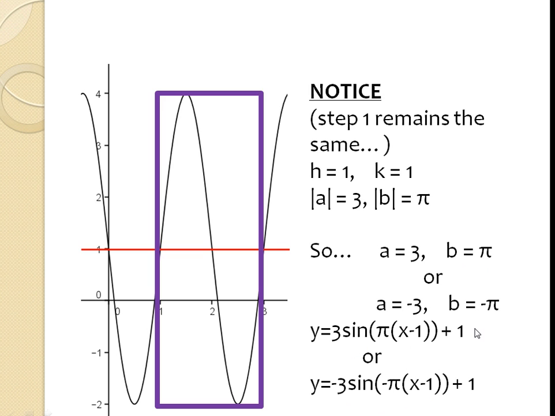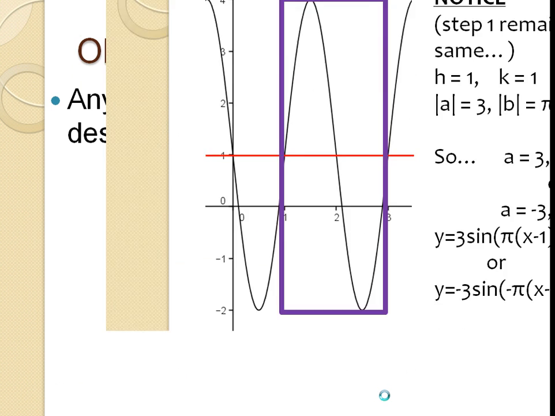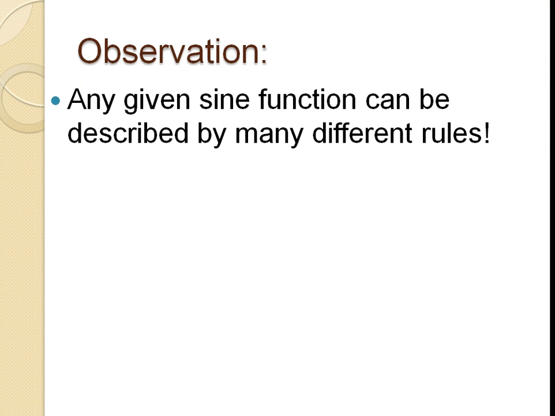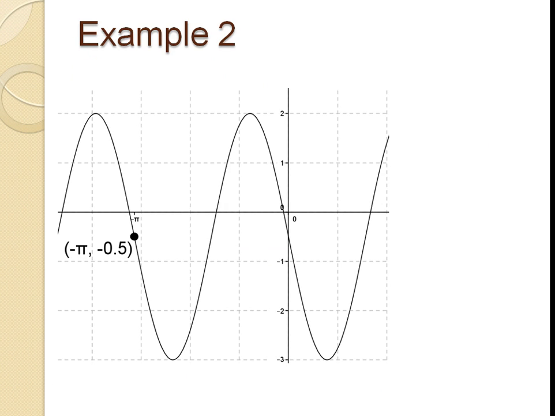Now aesthetically, I prefer the first one, so either both positive or just your a negative, as we saw before, just because it looks nicer. It's easier to understand. But again, you could also be given the negative, and it means the exact same thing. So, an observation that I really want everybody to pay attention to: any given sine function can be described by many different rules. So let's do example number 2.